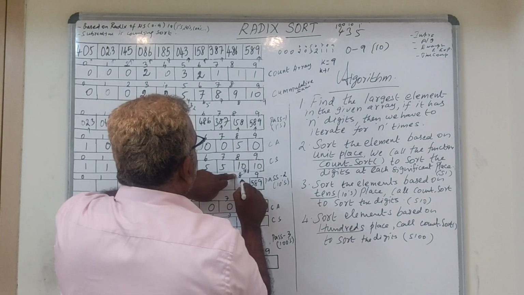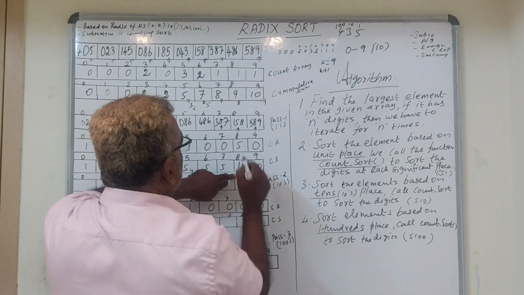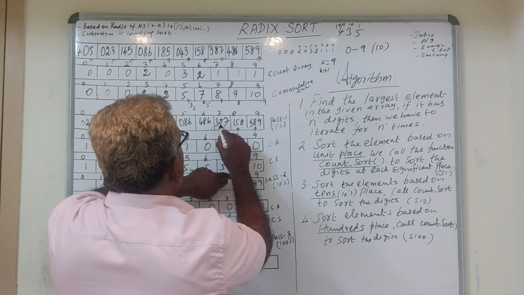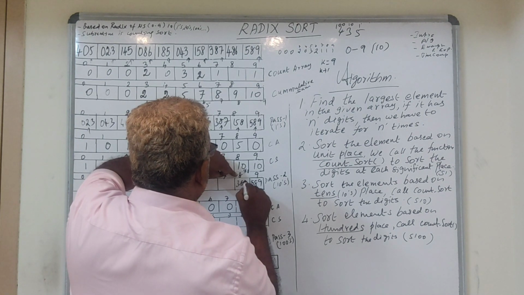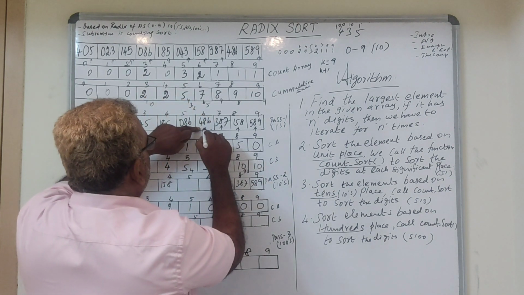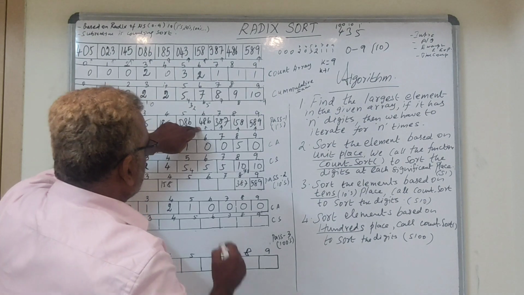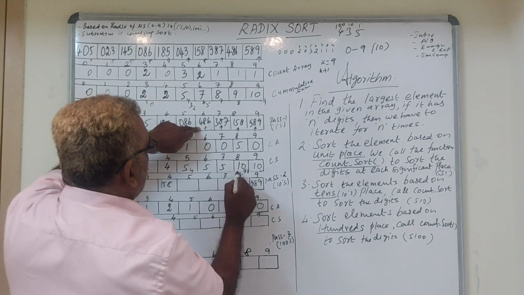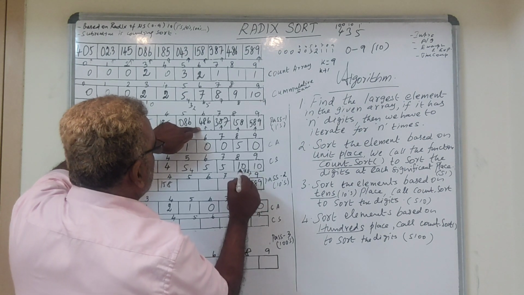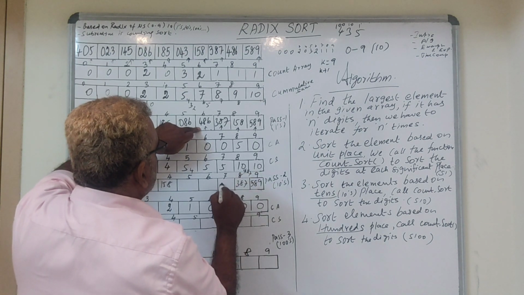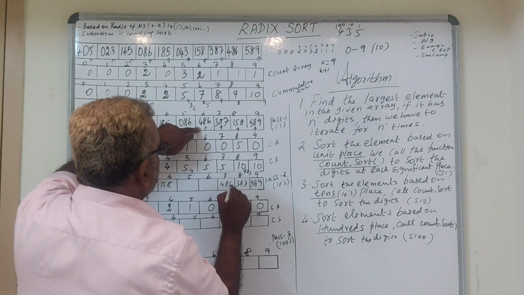At location 8, we have to store this value. What's the next value? That is 387. Then the next value is 486. Go to location 8, and the value is 8 now. Reduce the value to 7. Go to location 7, store the value 486.